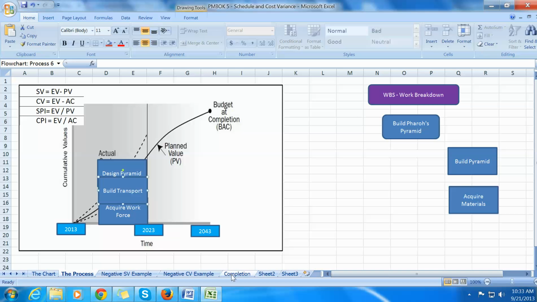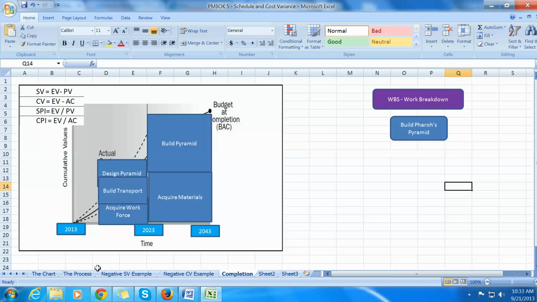Now, when you complete the project, you can see that the rest of this, building the pyramid, acquiring materials, it's all been done together. And all of these things taken together fit underneath the budget at completion. If everything fits nice and neat like that, the Pharaoh is extremely happy because it means that the project was done on schedule and on budget. Well, that's not the way this normally works.